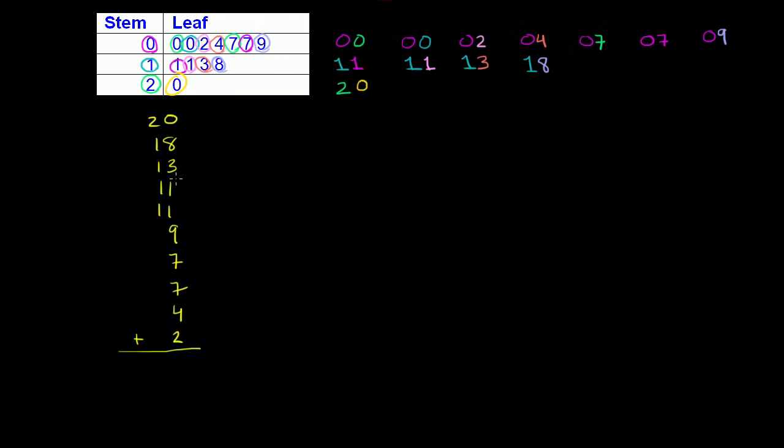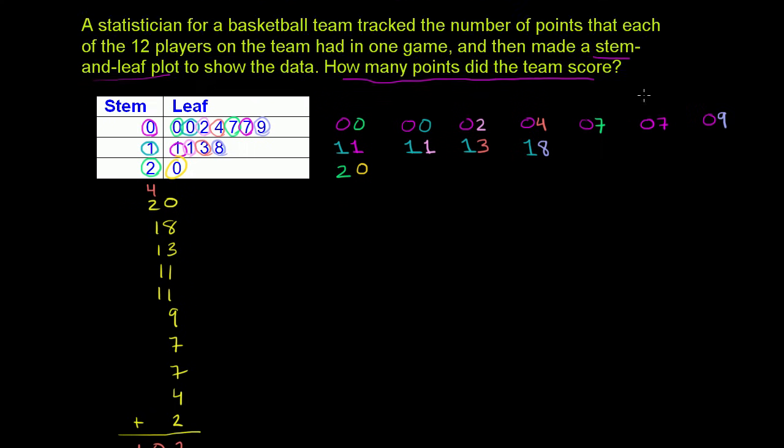I'm just going to state where my sum is. So 0, 8, add 3, 11, 12, 13, 22, 29, 36, 40, 42. So it's a good thing that I double checked that. I had made a mistake the first time. 4 plus 2 is 6, 7, 8, 9, 10. So we get to 102 points. The team in total scored 102 points.